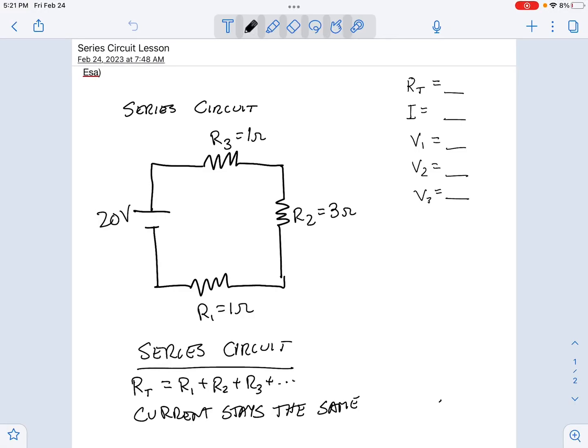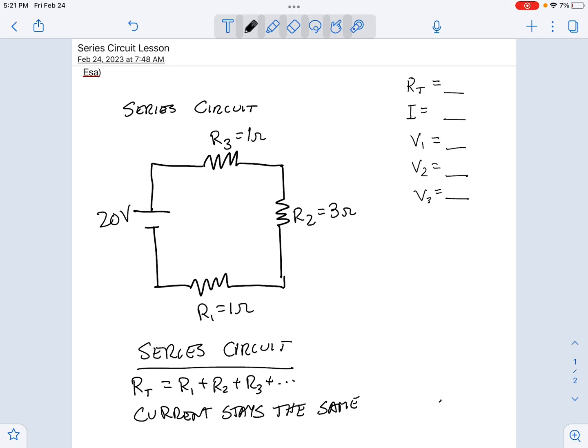Okay, so let's go ahead and do some series circuit calculations. A series circuit is when you have multiple components in one line, like that. So this is a series circuit. A parallel circuit, you would have a component tied to another component like this, where both ends are connected together, and then they go to the battery. But this is a series circuit that I have here.